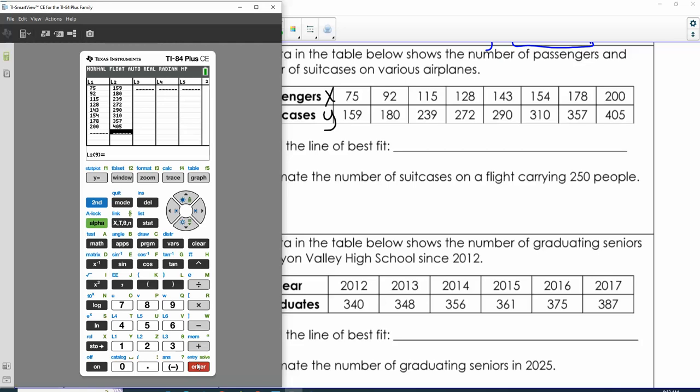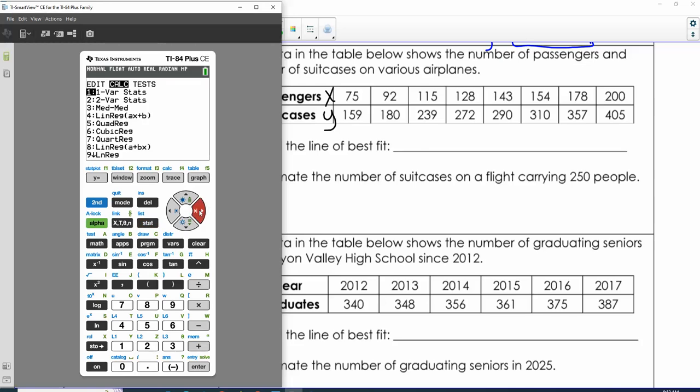Does everyone have your data entered? So now we go back to Stat. But this time we don't want to edit anything, we want to calculate something. So you use your arrow until calculate is highlighted, and we want number 4. It tells us linear regression, so you can push a 4. What do we do on this slide? Do you remember? Enter. Just enter to get through everything, and then it pops up with this.